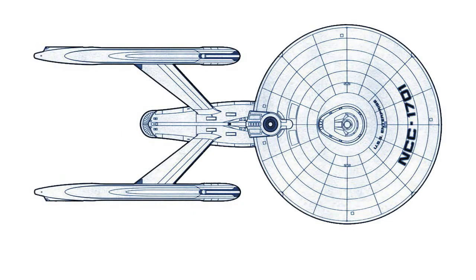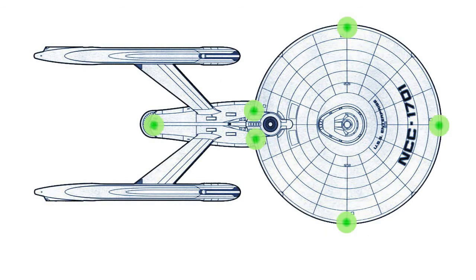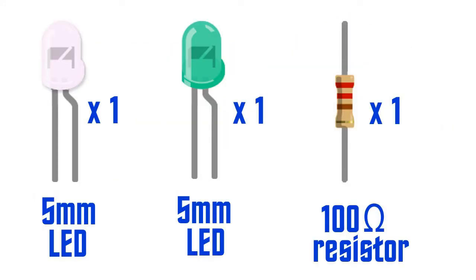This is used in the strobe effect, where the LED flashes briefly and then goes off, all within the space of a second. We also need a colored LED, in this case a green one, for the navigation effect. The green LED will flash on for 1 second and off for half a second. And lastly, we need one 100 ohm resistor.